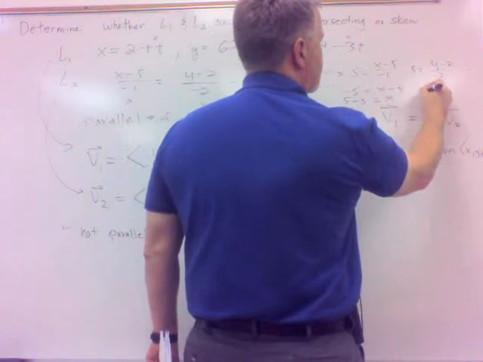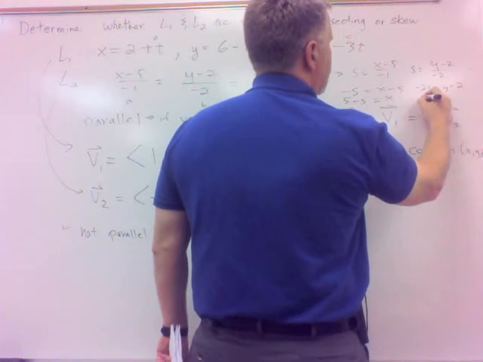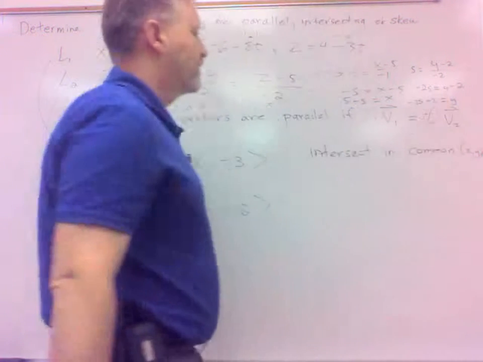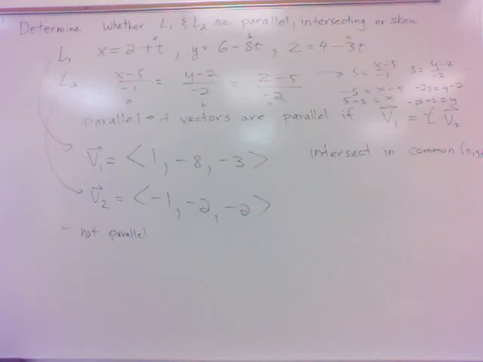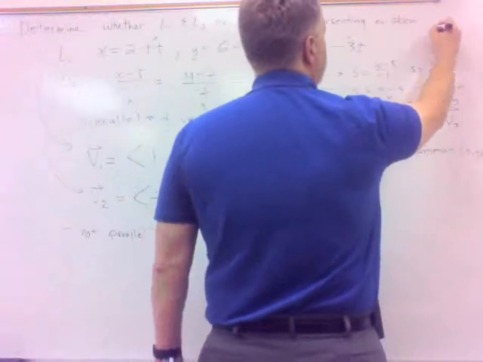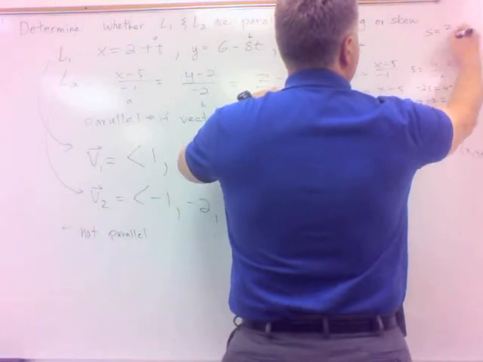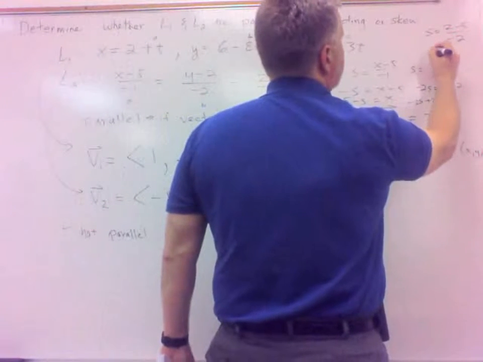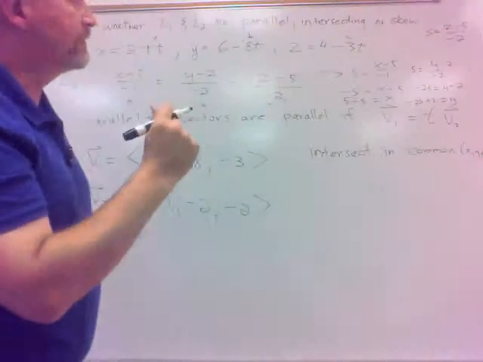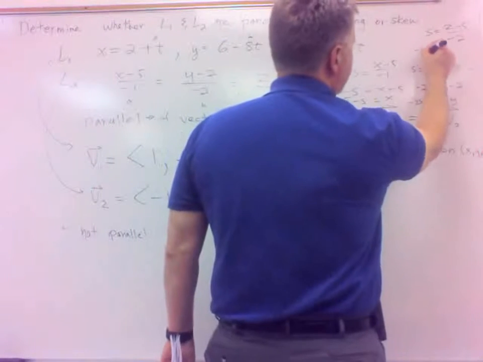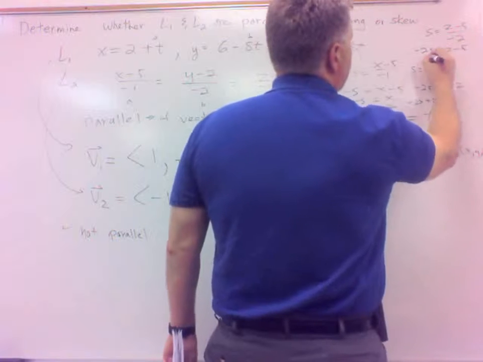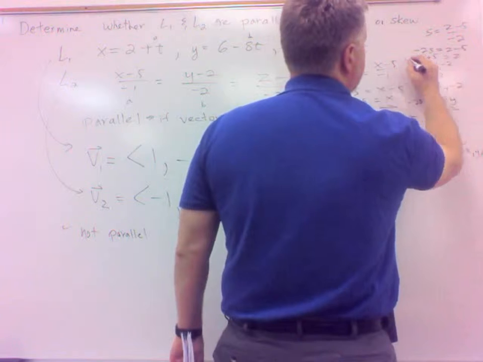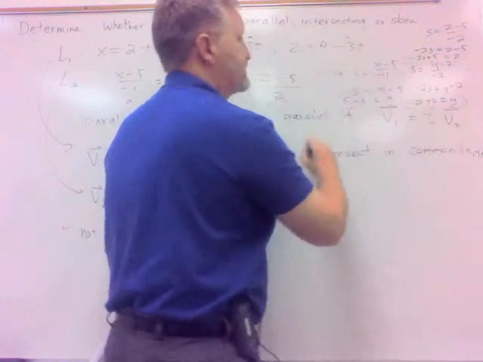And let's see, this would be negative 2S equals Y minus 2. So Y would be negative 2S plus 2, or 2 minus 2S. And then Z, so S would equal (Z minus 5) over negative 2. No, here's what we're going to do. So what is this one? Negative 2S equals Z minus 5. And so we've got negative 2S plus 5 equals Z. Okay, so here's our X, Y, and Z equation for line 2.